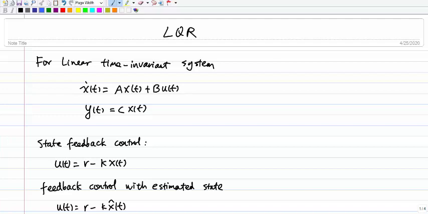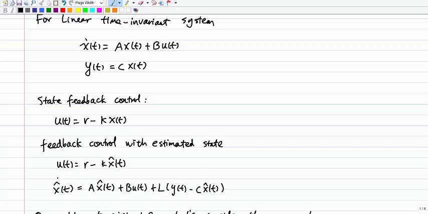So we start with the standard linear time invariant system given by x dot t equals A x t plus B u t, y t equals C x t. Here I drop the D u t term because that can be simplified by subtracting it from y t. Now the standard state feedback control algorithm is given by u t equals r minus K x t, assuming r is my reference signal. And if I don't have the actual state x t, I can use the estimated state and apply it to the state feedback control law as well. So u t equals r minus K x hat t.